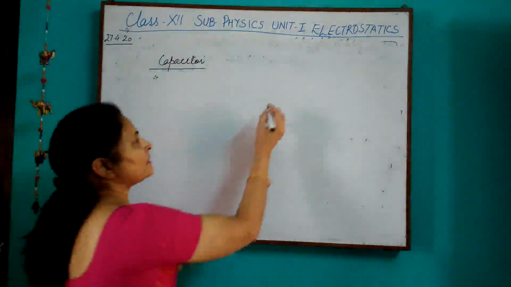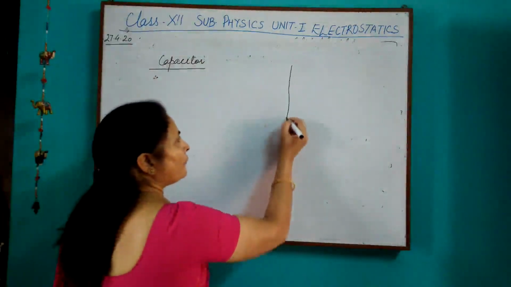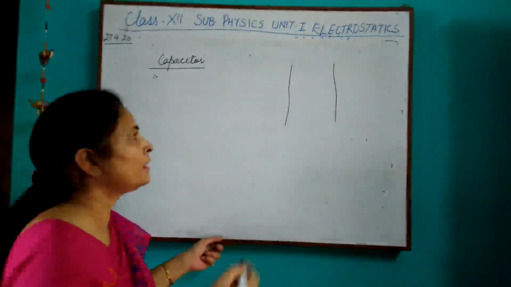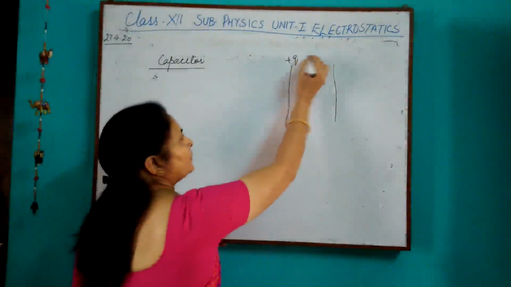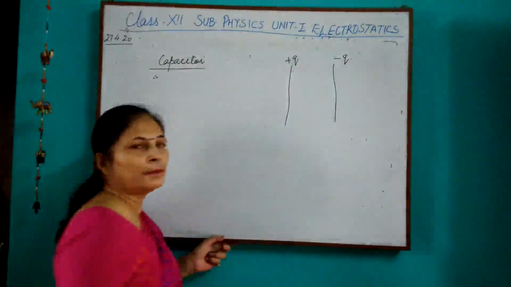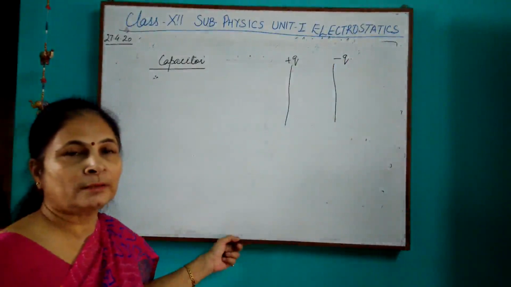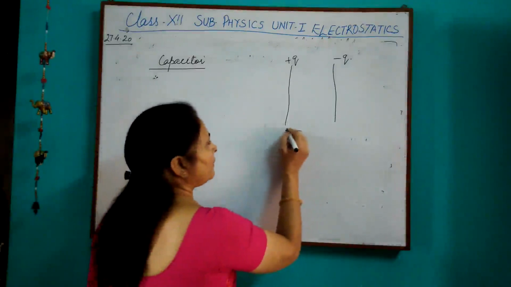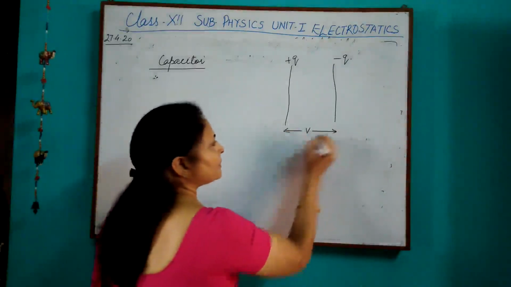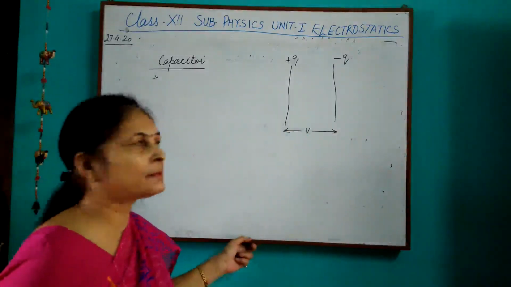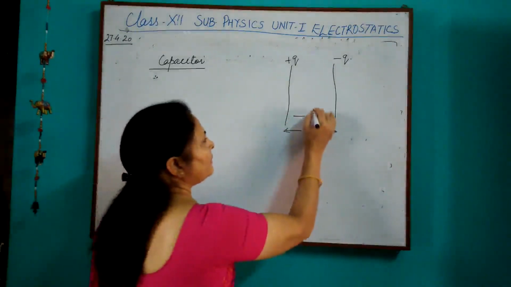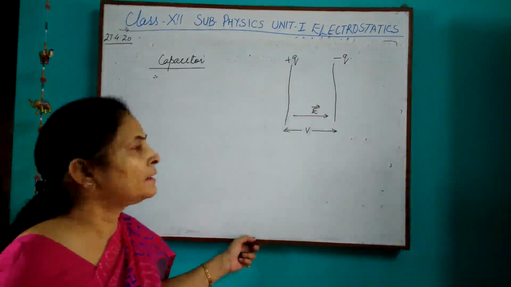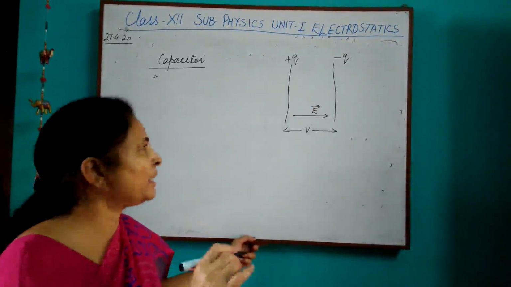Now, a capacitor is an arrangement of two metal surfaces with charge plus Q and minus Q on each other. That you can say the net charge will be 0, having a potential difference V between the plates and electric field E being created inside the plates.